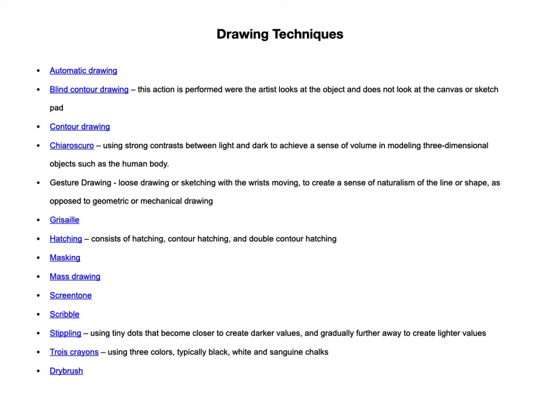Grisaille hatching consists of hatching, contour hatching, and double contour hatching to create three-dimensionality and form. Masking, mass drawing, screen tones, scribbling, stippling. There are a multitude of ways to create marks on the paper. Lighter values, darker values, blending, depending on the intent of the artist.